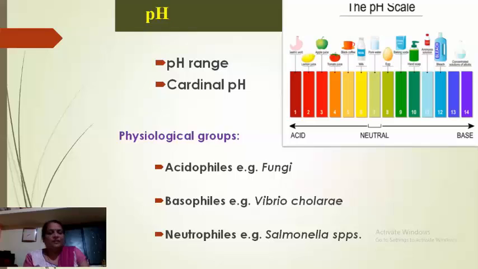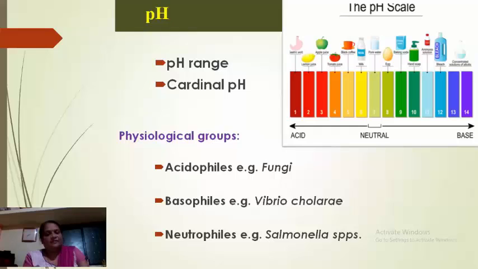Second group, basophiles, also called as alkaliphilic organisms. These are alkali-loving organisms. That means they will show maximum growth if the pH is alkaline. And the third category is neutrophiles. These are the organisms which love neutral pH for their growth. They favor neutral pH for their growth.